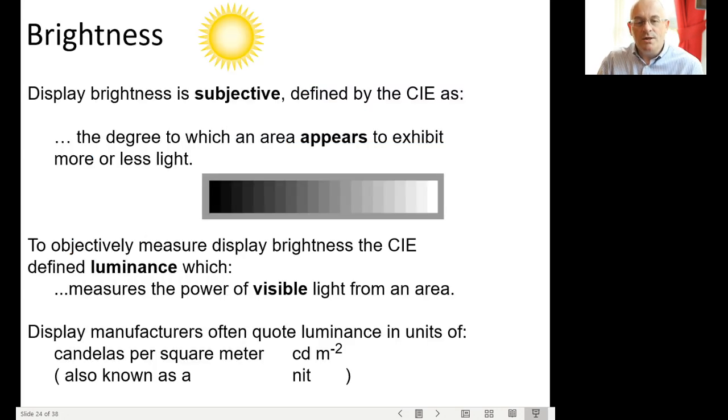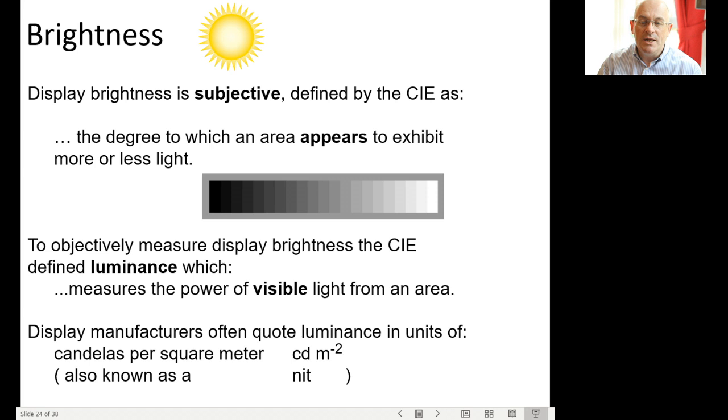Another feature of brightness is display brightness. Brightness is a very subjective thing, and it depends on the brightness of the environment. If you sit in a dark room and switch your mobile phone on, it will look extremely bright, painfully bright even. Whereas if you switch it on outside in the sunlight, it will look too dim, and you might not even be able to read it in some cases with some phones. So brightness is subjective. It's the degree to which an area appears to exhibit more or less light.